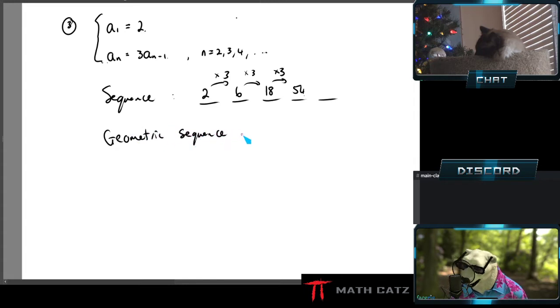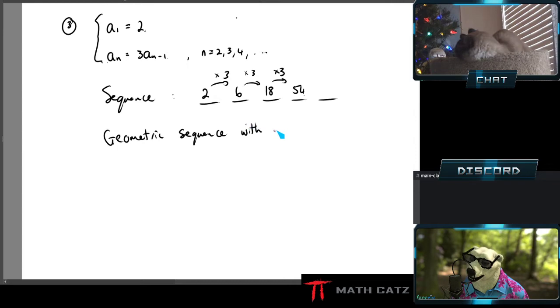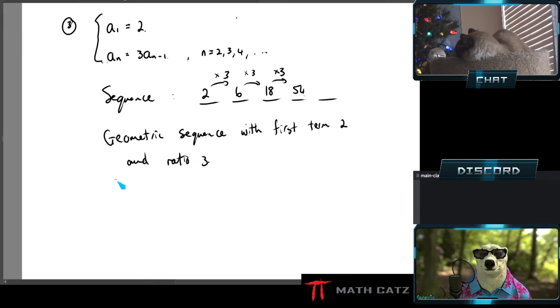Always say first term 2 and ratio 3. They gave me a recursive formula, so I should find the explicit, the other type of formula, but I have it memorized. 2 times ratio to the n minus 1.